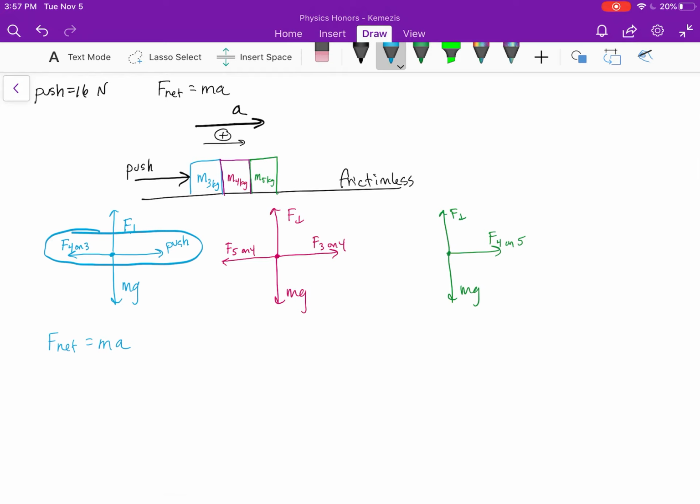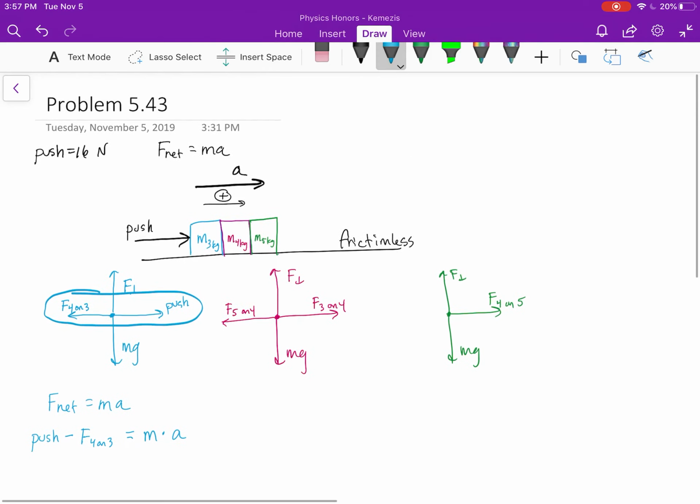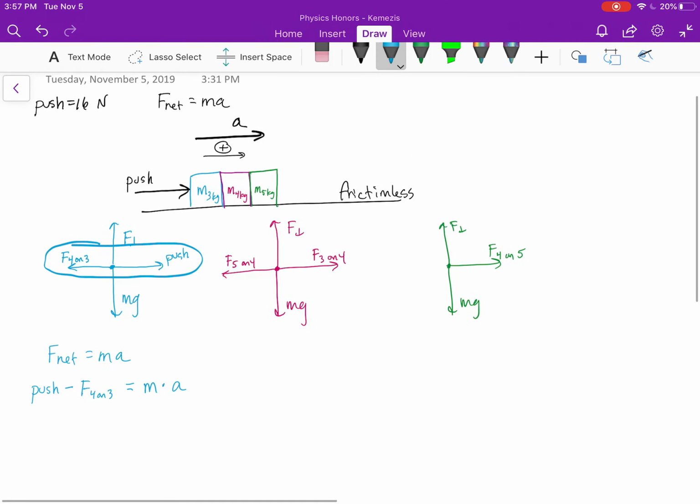And our net force is the push minus F4 on 3, right? That is the net force, and that is equal to our mass times the acceleration of the box. Okay? Now, if I were to plug in some numbers here, we know the push force. We do not know the force of 4 pushing on 3. We do know the mass of the object, 3 kilograms, but we do not know the acceleration of the object.